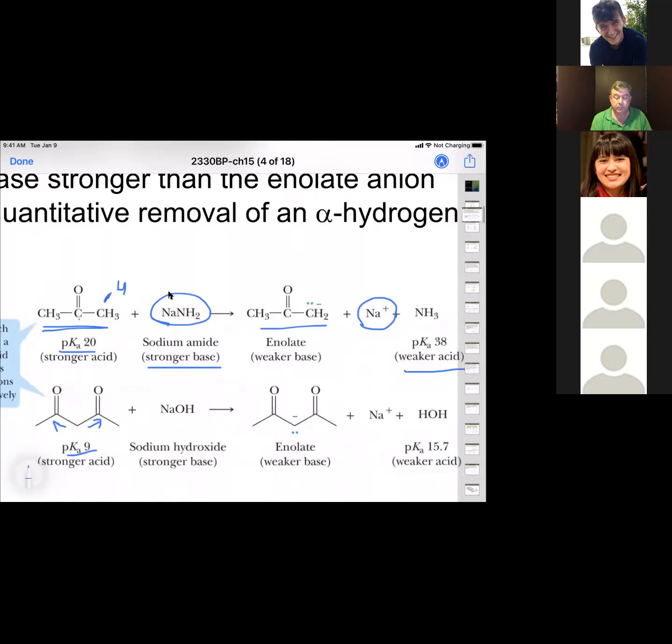So we're going from the stronger acid to the weaker acid, and the stronger base to the weaker base. pKa of 20, pKa of 38. We're going from the stronger acid to the weaker acid, stronger base to the weaker base. So that's our driving force here.